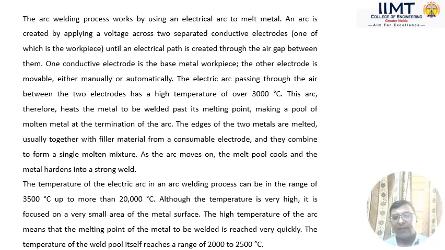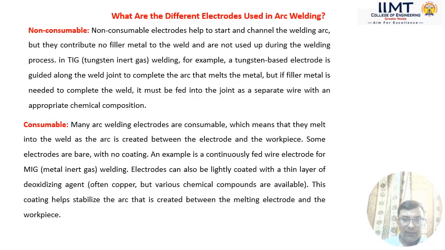The temperature in electric arc welding is very high. It may be in the range of 3500 degrees centigrade to more than 20,000 degrees centigrade. The temperature range is very high, but it is focused on a very small area. The high temperature of the arc means that the melting point of the metal to be welded is reached very quickly. The temperature of the weld pool can range between 2000 and 2500 degrees centigrade.